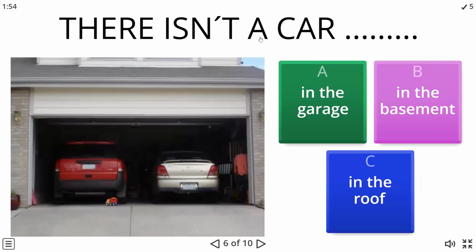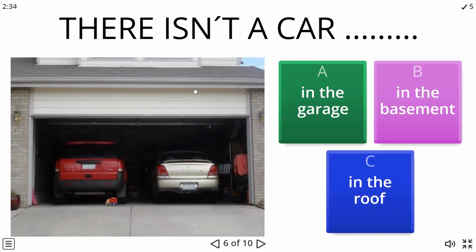There isn't a car in the garage, in the basement, or in the roof. No hay un carro. ¿A dónde? ¿Qué es esto? What is this? Garage. In the roof. ¿A dónde no hay un carro? In the roof, in the garage. A, B, or C. What is the roof? Over here. This is the roof, el techo.